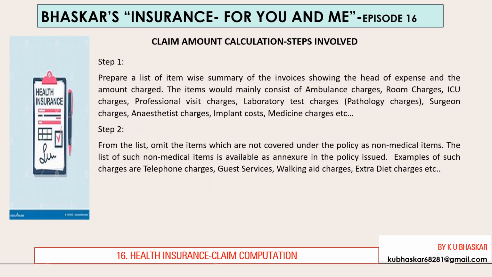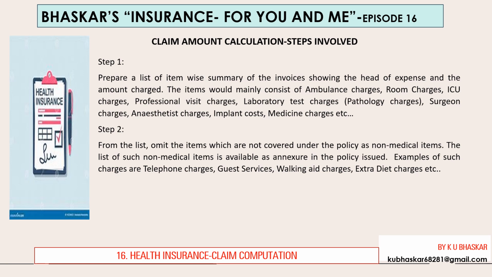The steps involved in calculation of the claim amount are as follows. The first step is to prepare a list of item-wise summary of the invoices showing the head of expense and the amount charged. The items would mainly consist of ambulance charges, room charges, ICU charges, professional visit charges, laboratory test, that is pathological charges, surgeon charges, anesthetist charges, implant cost, medicine charges, etc.